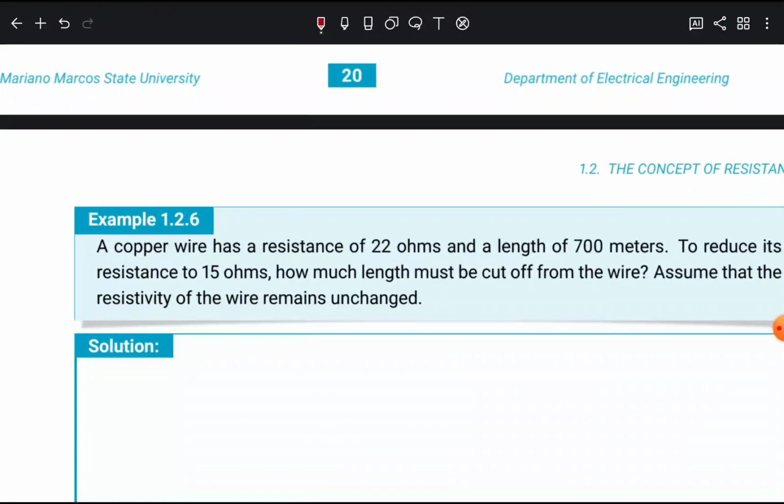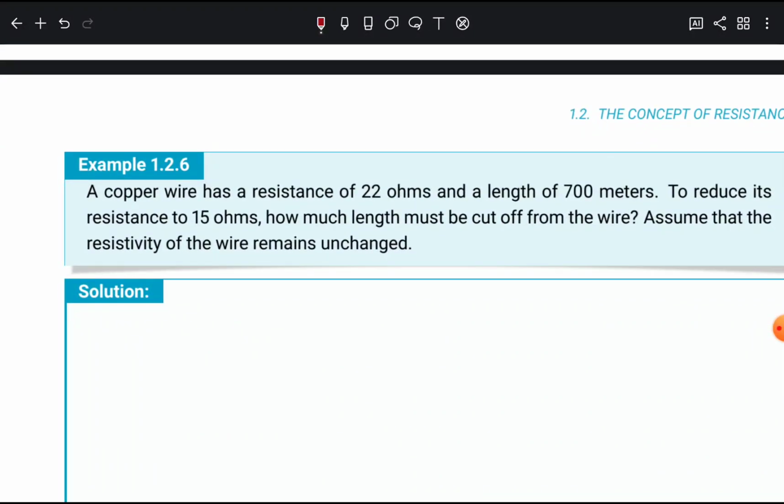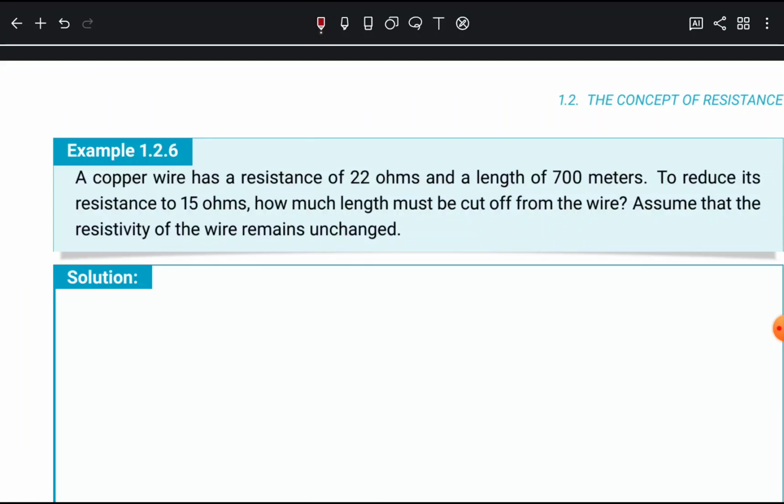Next, a copper wire has a resistance of 22 ohms and a length of 700 meters. To reduce its resistance to 15 ohms, how much length must be cut off from the wire? Assume that the resistivity of the wire remains unchanged.